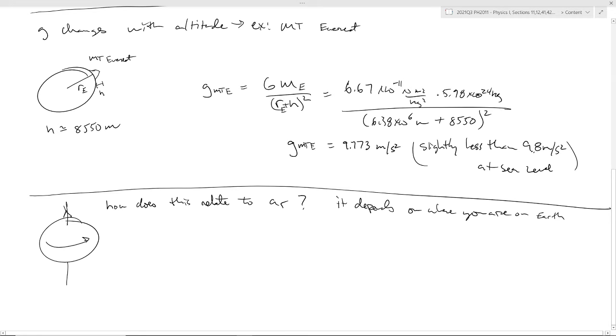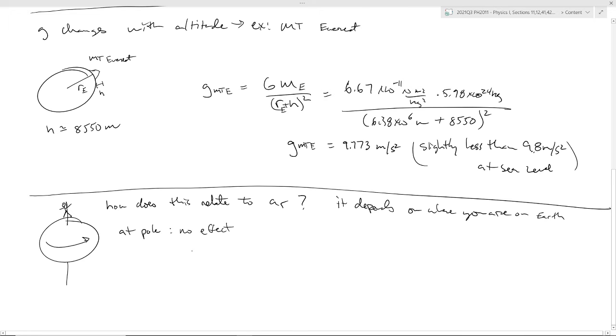If you were standing at the North Pole, say, you're not experiencing any centripetal acceleration. So at the pole, there's no effect due to the centripetal acceleration.